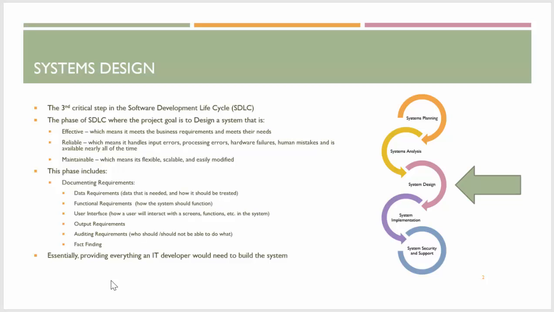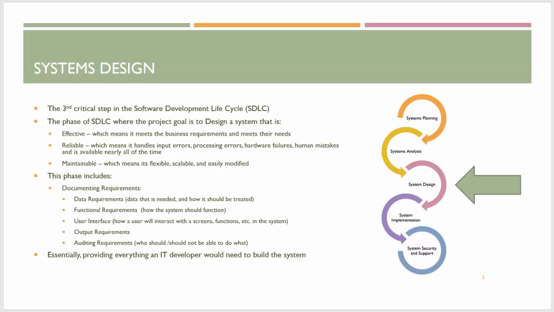This phase really includes documenting the requirements, which includes the data requirements, so essentially the data that's needed and how it should be treated, the functional requirements, which is how the system should function, the user requirements, how a user will interact with screens, functions, etc. in the system, any output requirements, and any auditing requirements, who should or should not be able to do things within the system. This phase essentially provides everything an IT developer would need to build the system.